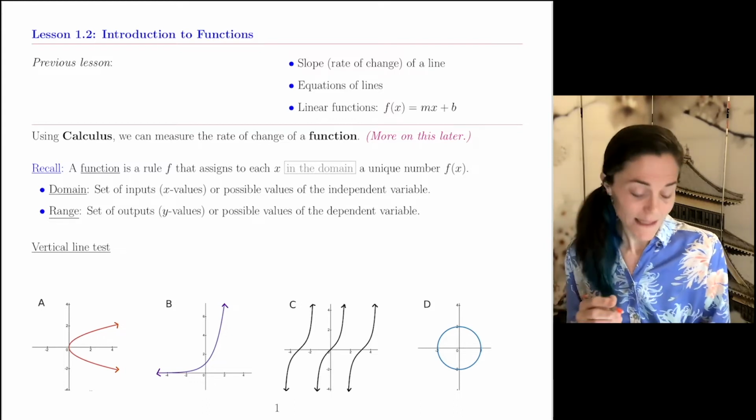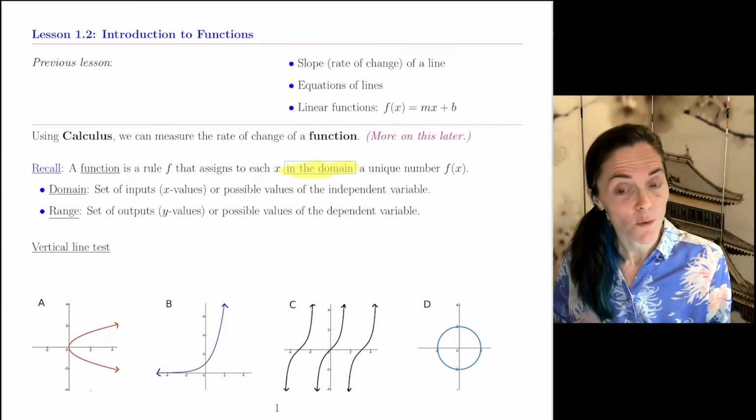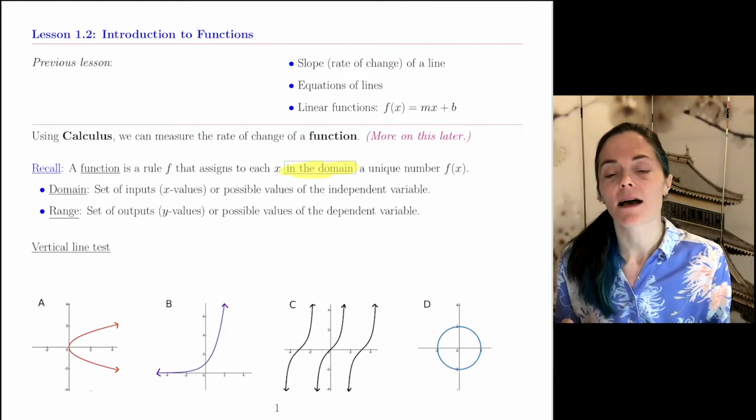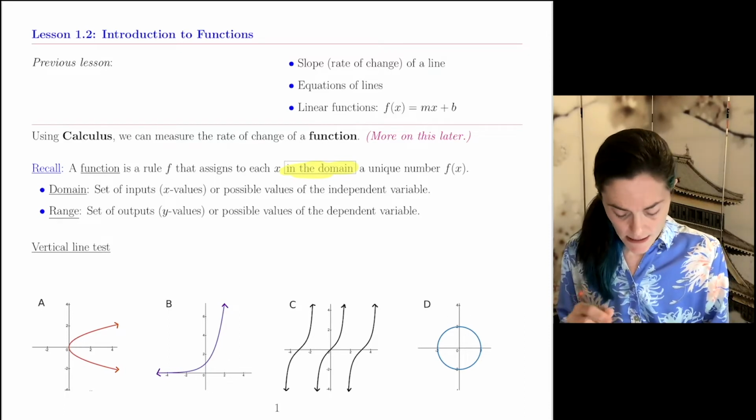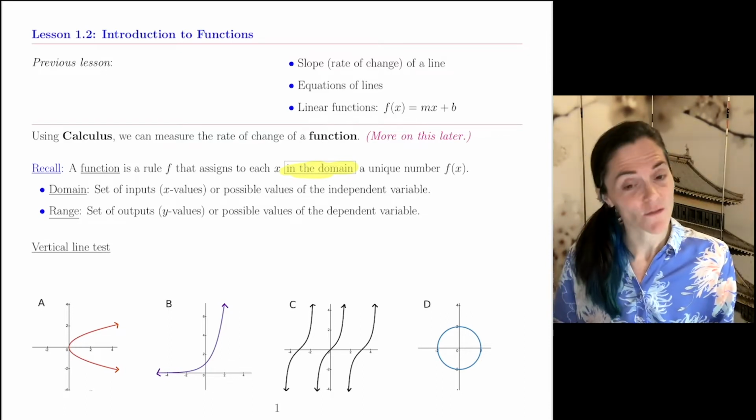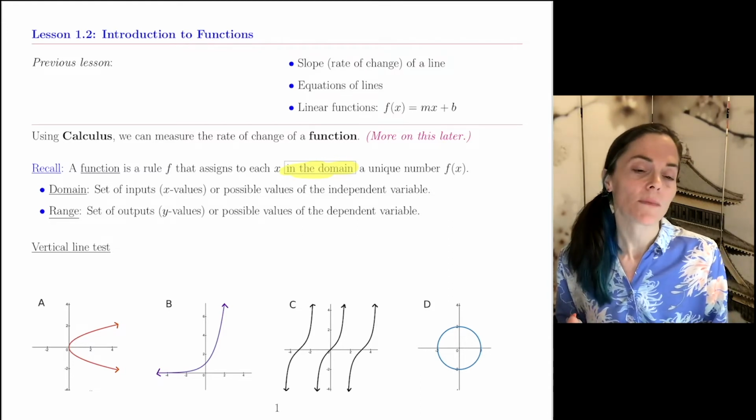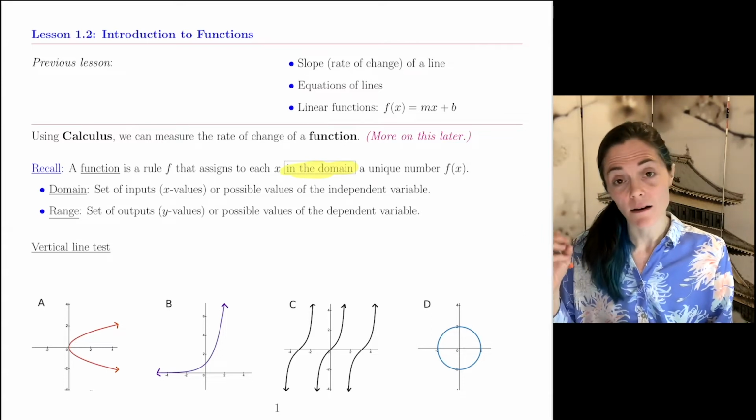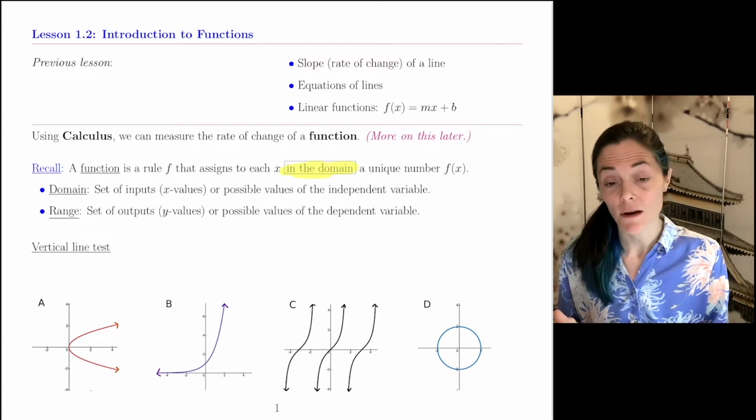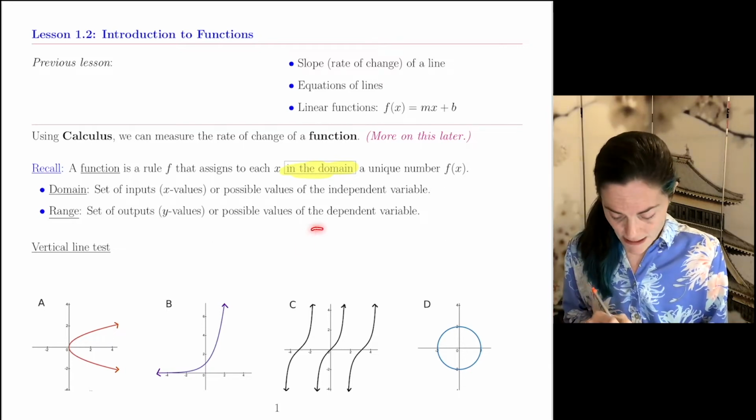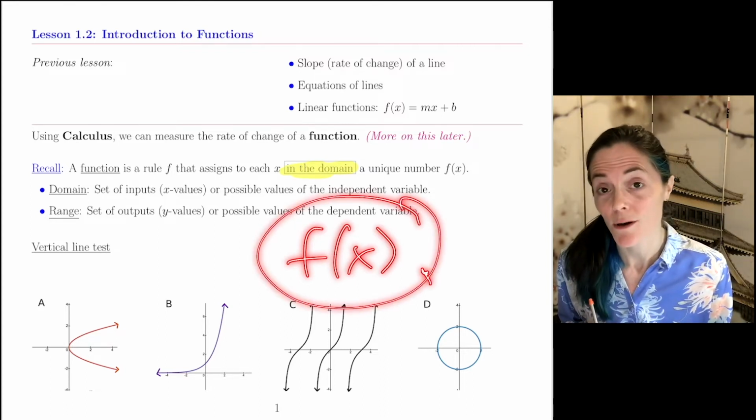It's a rule, this is one way to say it, that assigns to each x in the domain a unique number f of x. Now, below is where I talk about the domain. Think about it as the set of inputs or x values. These are possible values of your independent variable. And the range, these are your outputs, is one way to think about it. These are y values, possible values of your dependent variable. Your range consists of things of the form f of x, such that x is in your domain.